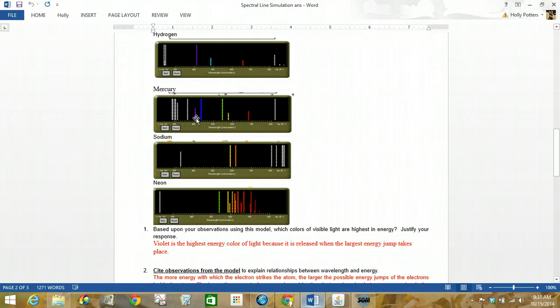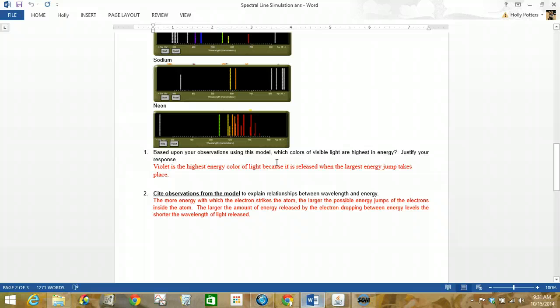So again, we should have noticed the violet color being highest in energy, because we can see that when the violet color is released, that's as a result of an energy jump between a greater distance of energy levels. So, like going from the higher energy levels down to a lower energy level, and making a larger energy jump is where we get the violet lines from.